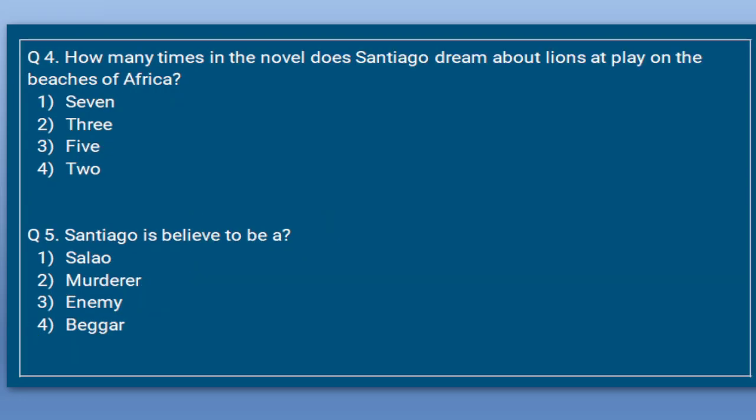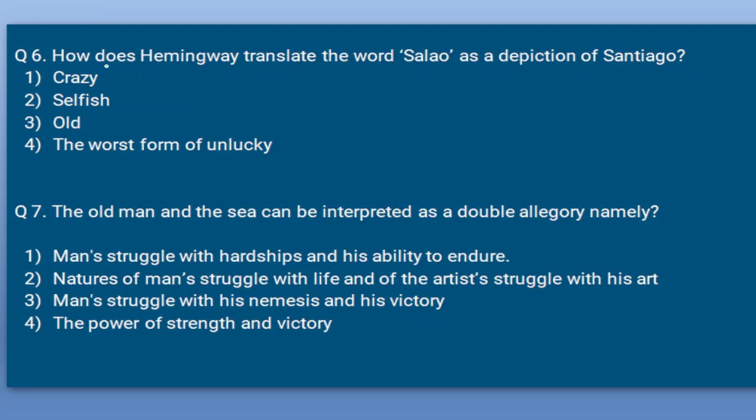Next is, how many times in the novel does Santiago dream about lions at play on the beaches of Africa? I did not tell you that at the start, but it was three times. Santiago is believed to be a salao. Salao means unlucky. I have already told you that. Next is, how does Hemingway translate the word salao as a depiction of Santiago? This is the same question, repeated with a bit of modification. So this was the worst form of unlucky.